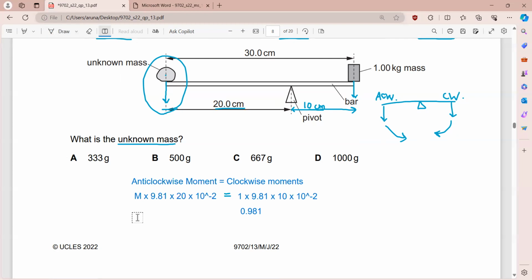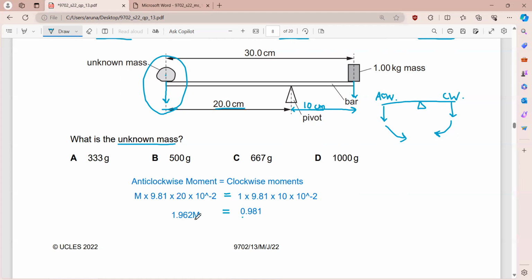Then if we pop this into the calculator, 9.81 times 20 times 10 to the power minus 2, we get 1.962 M. So now quite easily we can calculate M. Since these two are equal, it'll basically be 0.981 divided by 1.962. I'm just going to directly insert that into my calculator. In the exam, I highly suggest you write it down on paper so that when you check for calculator errors, you can figure it out.